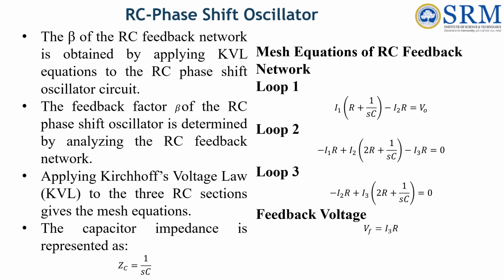Loop 1, the mesh equation is I1 into (R plus 1 by SC) minus I2 into R equal to Vout. Loop 2: minus I1 R plus I2 into (2R plus 1 by SC) minus I3 into R equal to 0. And for loop 3: minus I2 into R plus I3 into (2R plus 1 by SC) equal to 0. The feedback voltage can be obtained as Vf equal to I3 into R. Here 1 by SC is the capacitor impedance, that is ZC.